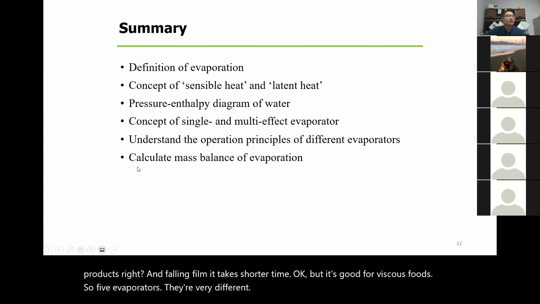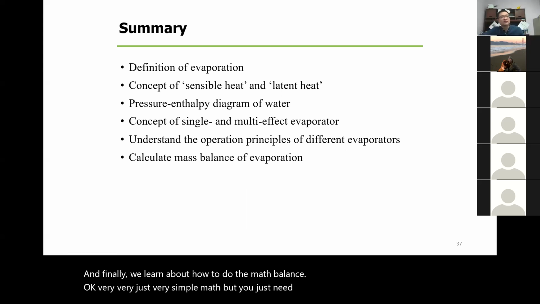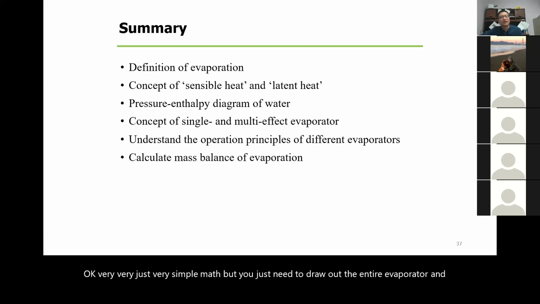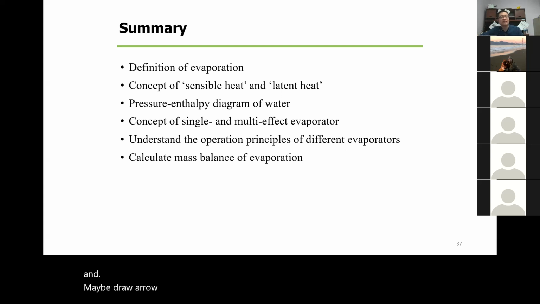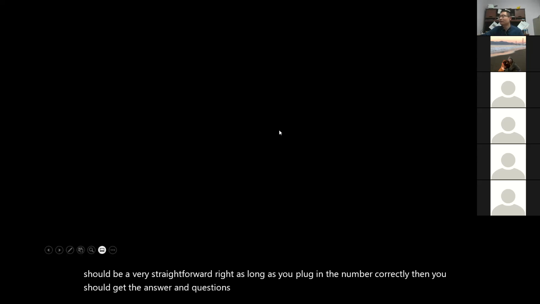And finally, we learned how to do the mass balance. It's just very simple math, but you need to draw out the entire evaporator and draw arrows, and try not to miss any part. That's the key, because the calculation should be very straightforward. As long as you plug in the numbers correctly, you should get the answer. Any questions about this lecture before we finish?